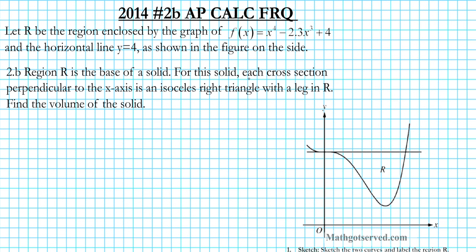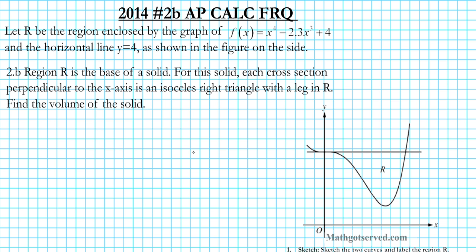For this solid, each cross-section perpendicular to the x-axis is an isosceles right triangle with a leg in R. Find the volume of the solid. All right, so this is the base of a solid. We have cross-sectional regions that are isosceles right triangles where one of the legs is sitting on this region right here, perpendicular to the x-axis.